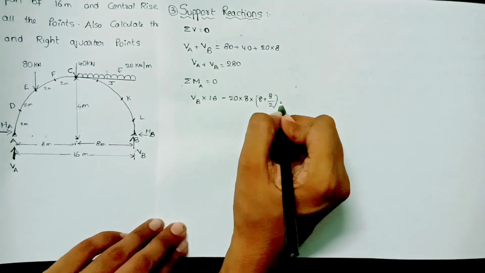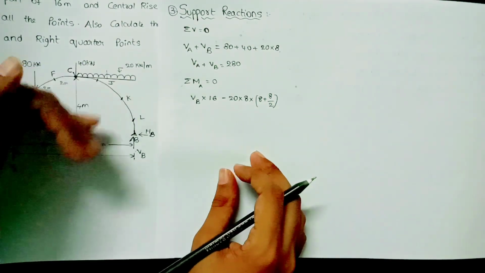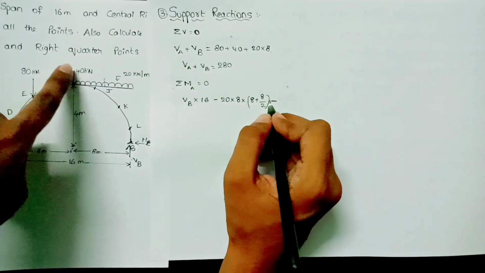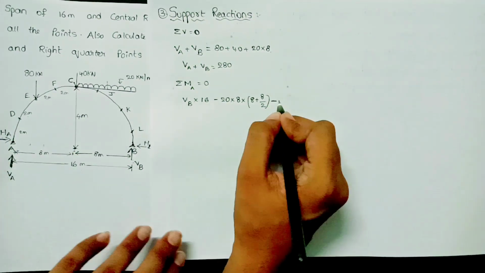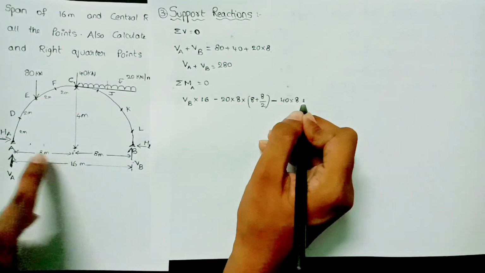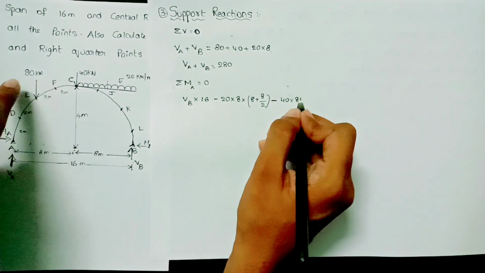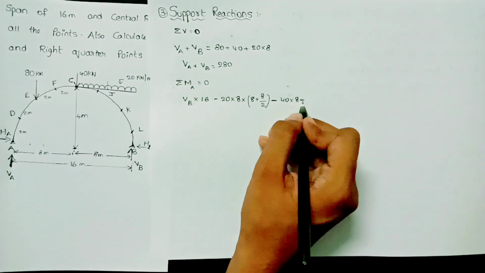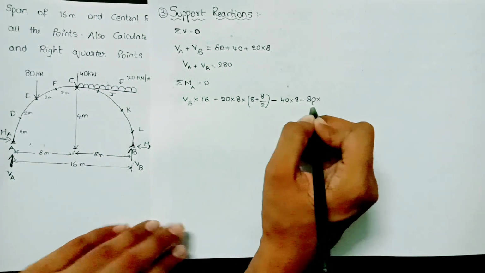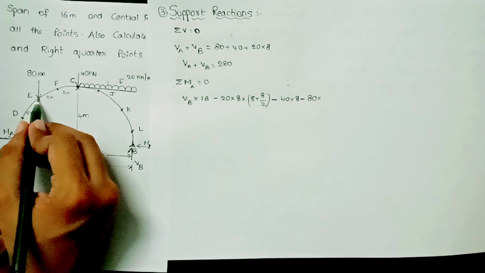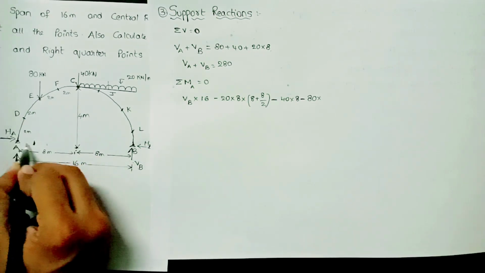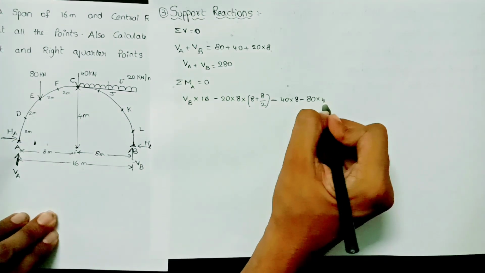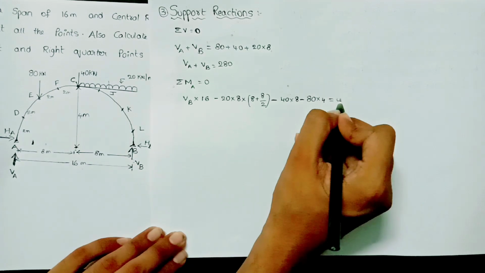Now this 40 kilonewton load is moving the arch in downward direction. It is hogging moment, so minus 40 into the perpendicular distance, 8. Now again 80 kilonewton load is also moving the arch in downward direction, that is hogging moment, so negative. Load 80 kilonewton into the perpendicular distance from point E to A, 2 plus 2, it is 4. There are no other loads, so finally equal to 0.